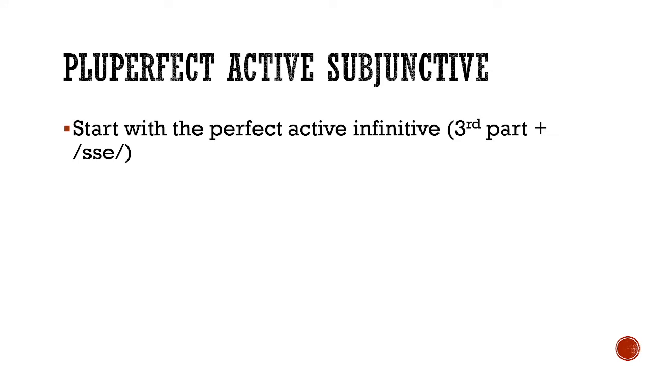So how do you make a pluperfect active subjunctive? You start with the perfect active infinitive. We just covered that a few chapters ago. And remember, that's the third part plus -isse. So like amavisse, habuisse, pecavisse, so on and so forth. And then, kind of like we did with the imperfect active, we just add the endings. So you've got that infinitive, you add the endings to it. The only difference is we don't give you the perfect active infinitive. You still have to make that. But once you've made it, then you just add the endings and all is good.